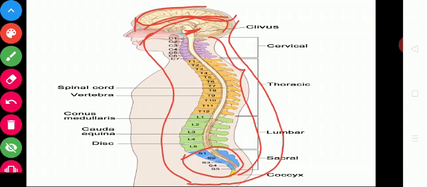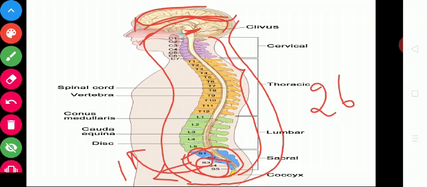So, the count will be 26. Here, the fused ones: S1 and S2, the blue colored ones, fuse to give one bone, and again S3, S4, S5, these three fuse to give another one bone. So in total there will be 26 bones in the spine.